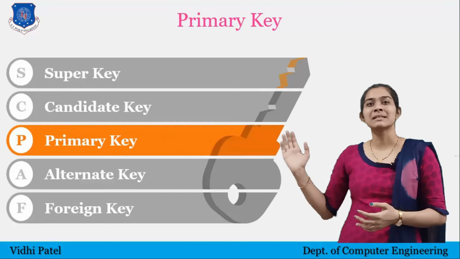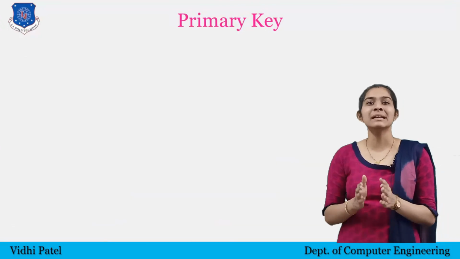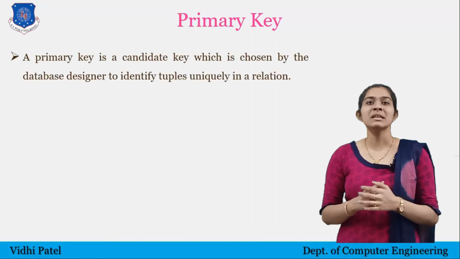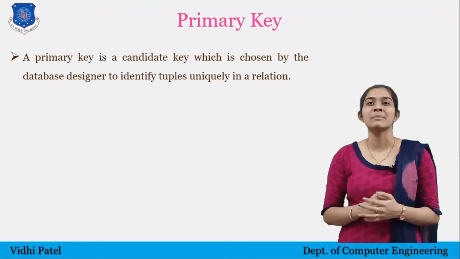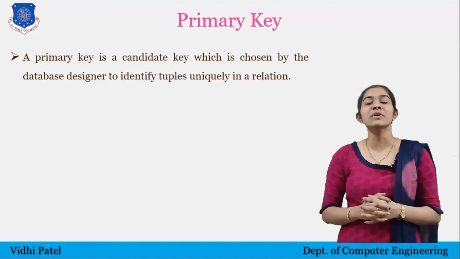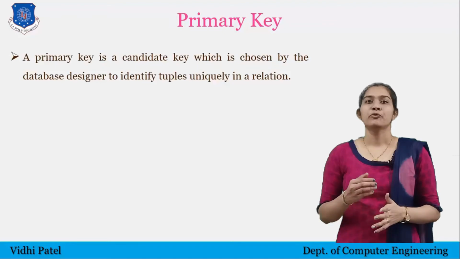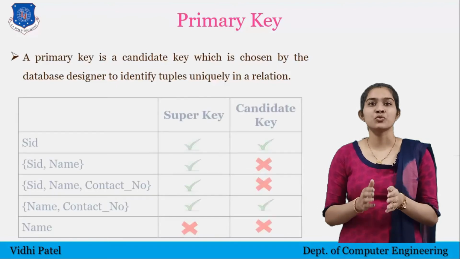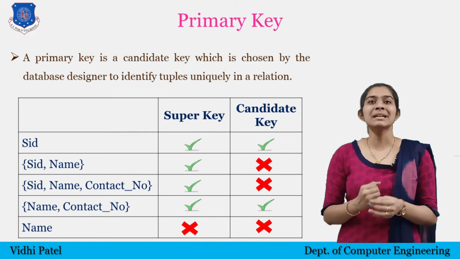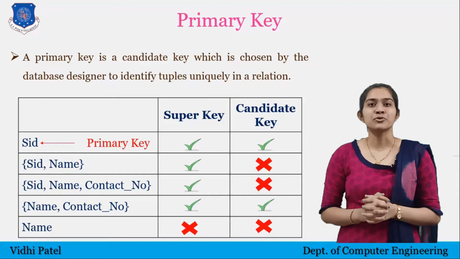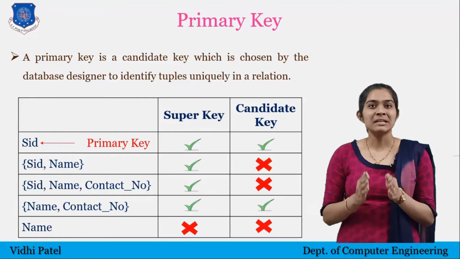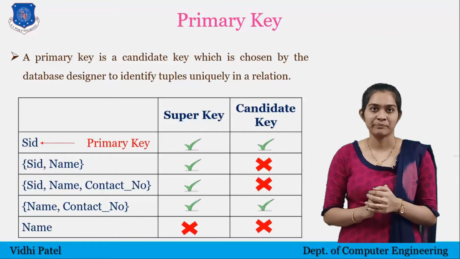Now, the next key is a primary key. Basically, candidate key and primary key have no difference. Both are the same. But a primary key is a candidate key which is chosen by the database designer, or we can say by the database administrator, to identify a tuple uniquely in a relation. For example, if the database designer chooses candidate key student ID to identify a student uniquely, then student ID is the primary key for the relation student. A primary key must be unique and does not have null values. A relation contains only one primary key.